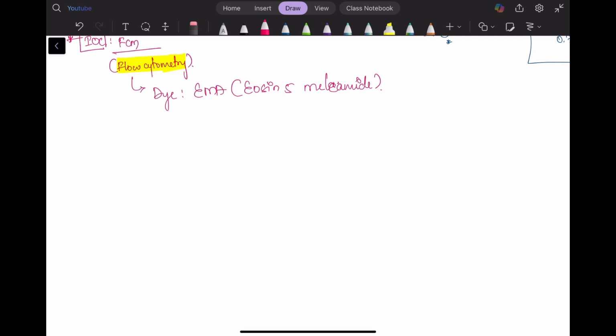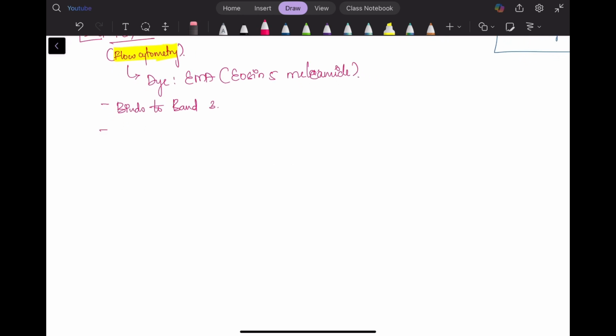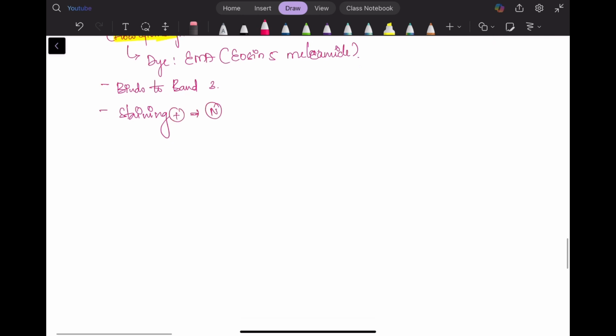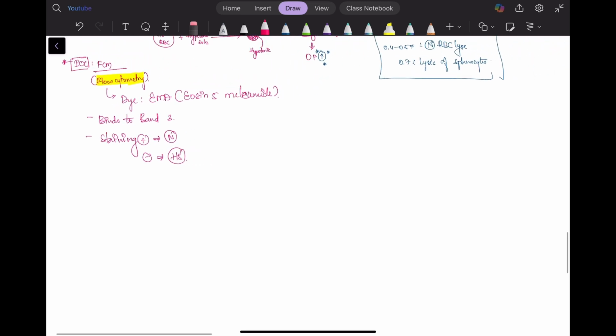So what happens, this EMA binds to band 3. Then what happens, staining. If staining is present, then it is normal. If it doesn't stain, then it is hereditary spherocytosis. Okay, hope this is not fast.